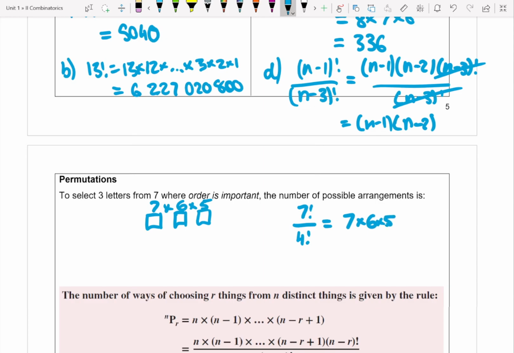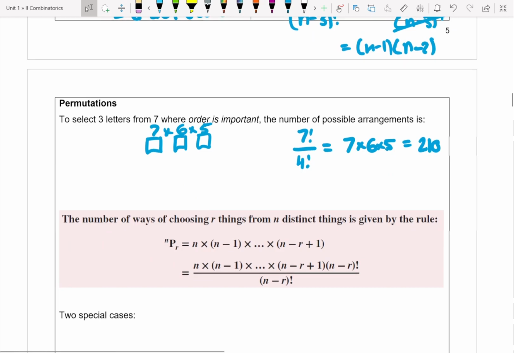And you might think, well, why don't we just always do 7 times 6 times 5? Well, sometimes it's not just going to be 3 numbers. It could be choosing 100 letters from 1,000 options. And at that point, we want to rely on the formula, something that we can plug into our calculators. But in this instance, 7 times 6 times 5 is just going to be 30 times 7, which is going to be 210.